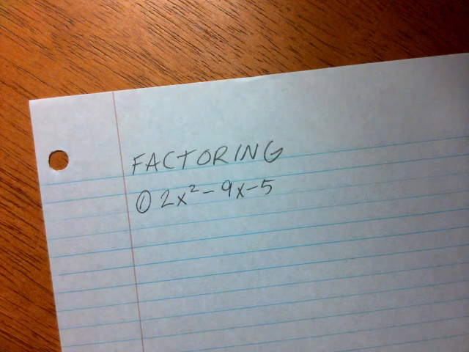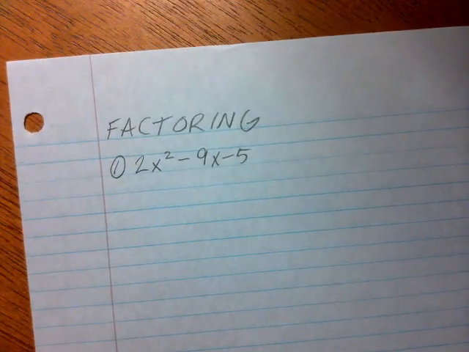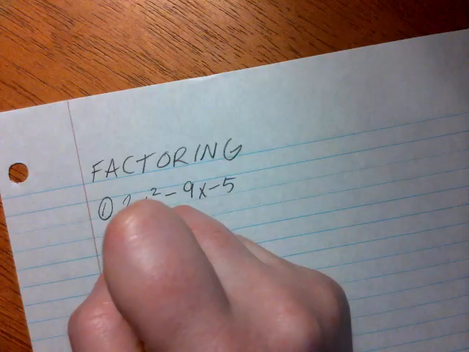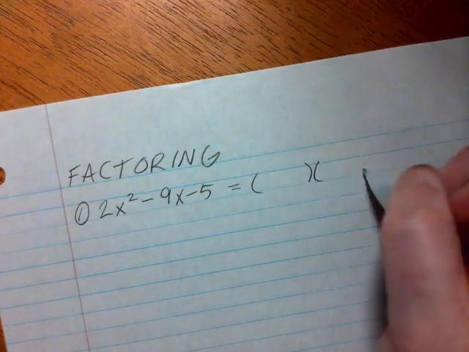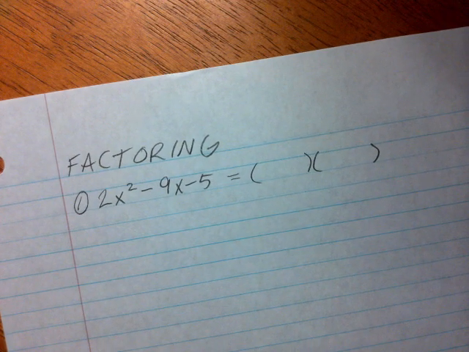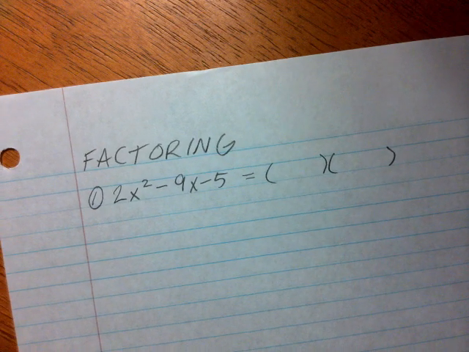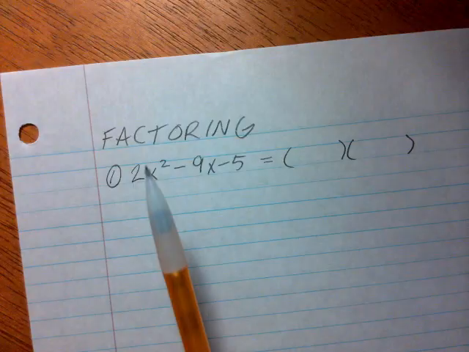Okay, let's do some problems about factoring. So I'm going to start off with 2x squared minus 9x minus 5. When I see a quadratic like this, the first thing I'm going to do is make myself a template. So here's my template. I feel better as soon as I see the template because I see the path before me.